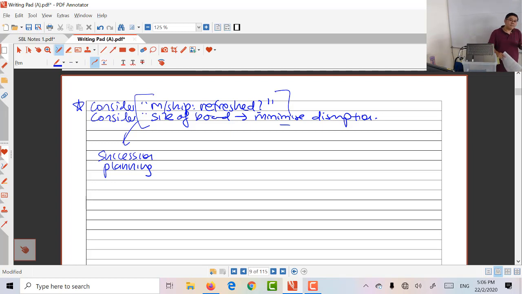Now, what is the main feature that distinguishes companies that survive long from those companies that after a while start showing signs of decline? Succession planning, okay? Which is a very important element to determine how long you can go on.